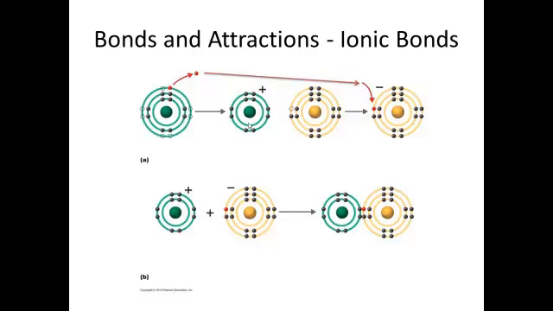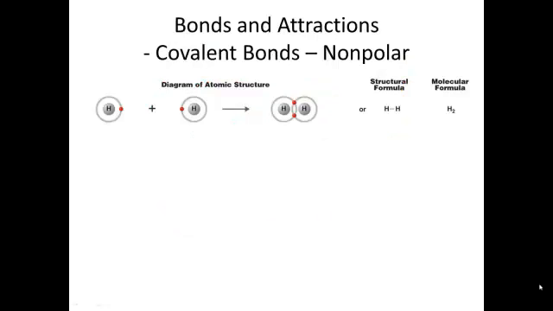A positive ion is called a cation, and a negative ion is called an anion. Let's talk about atoms that are kind of medium-sized. They're not big enough to steal from other atoms, and they're not small enough to be giving up electrons to other atoms. Let's take hydrogen for an example.